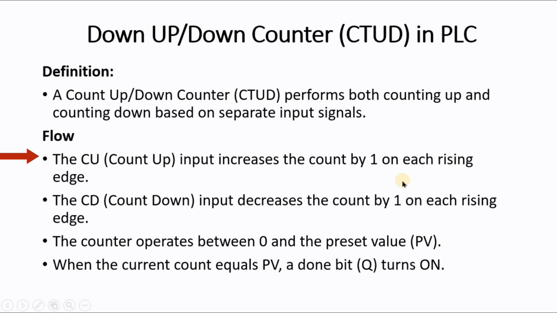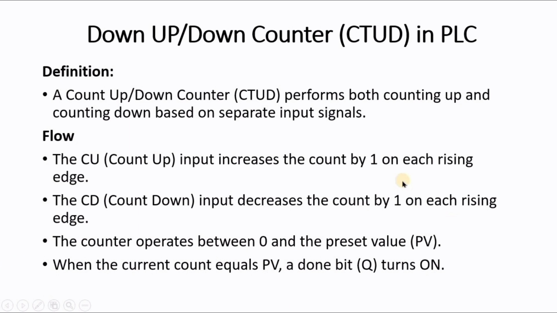So the CU, which means the count up, increases the value by 1 when it receives an input signal. Similarly, the CD, which is the count down, decreases the value by 1 when it receives an input signal. The counter operates between 0 and the preset value, which means that it can count up and count down, and it can even get a negative value. It can even go beyond the preset value as well. The output is going to turn on only when the current value equals the preset value.